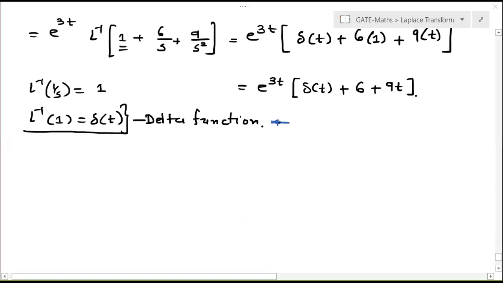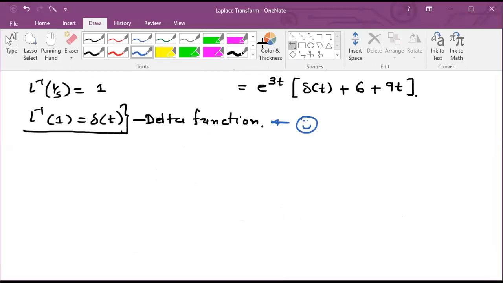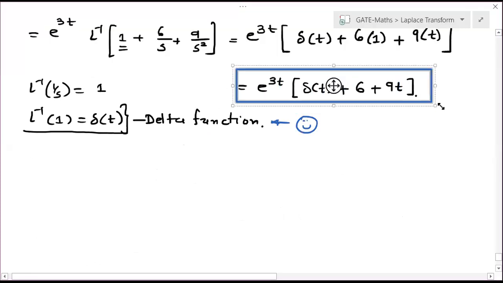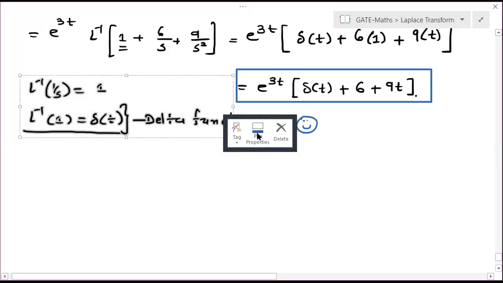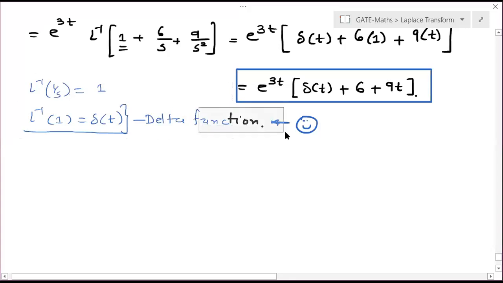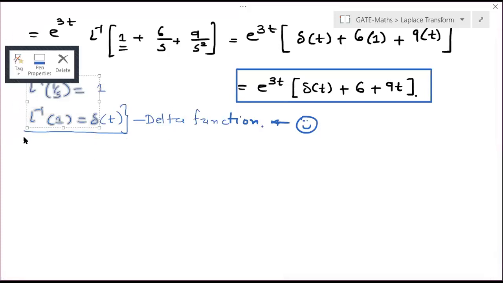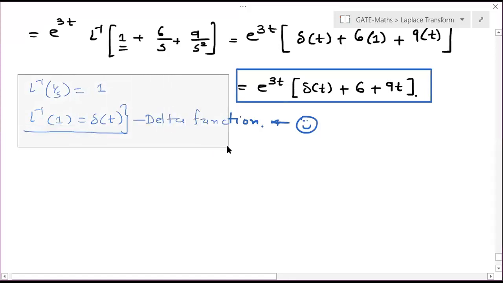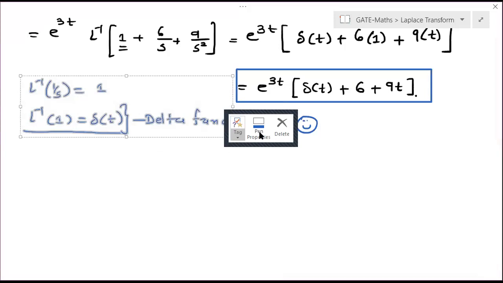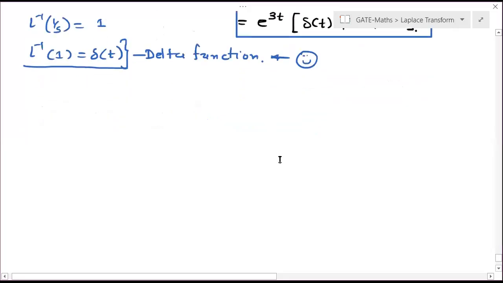So this is your delta function. Okay. Now let us see a few more questions based on it.